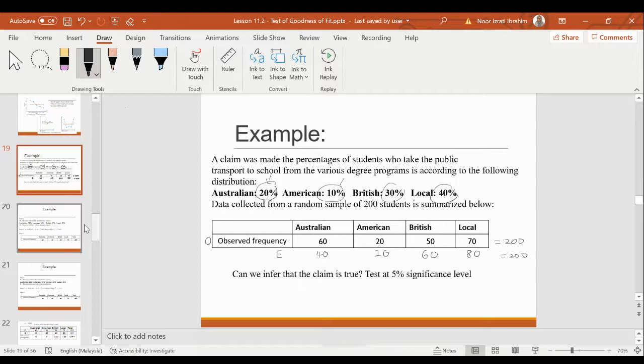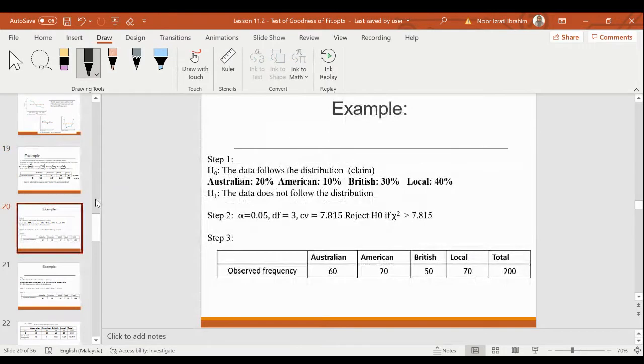Let us go through the 5-step hypothesis testing to test the claim that the distribution follows the percentages given here. Step 1, the hypothesis and the claim. H0 will be the data follow the distribution, Australian 20%, American 10%, British 30%, local 40%, and H1 we just write as the data does not follow the distribution.